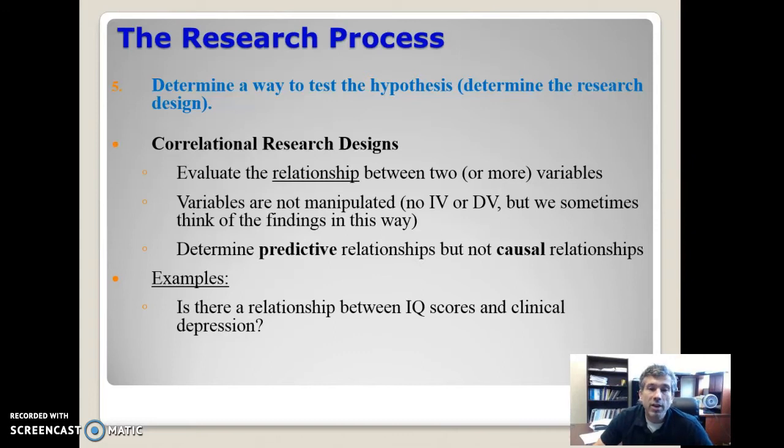So, for example, that same clinician might do a follow-up study where she says, hey, is there any sort of relationship between people's IQ and their clinical depression?